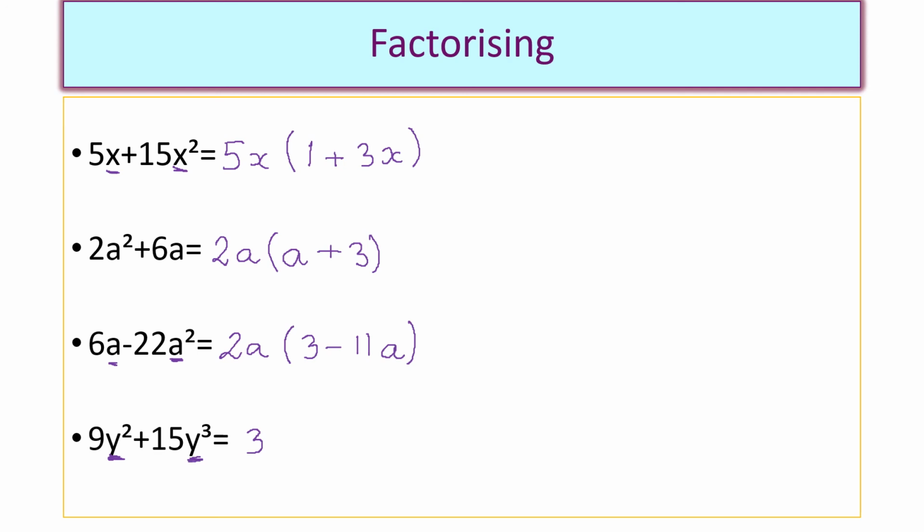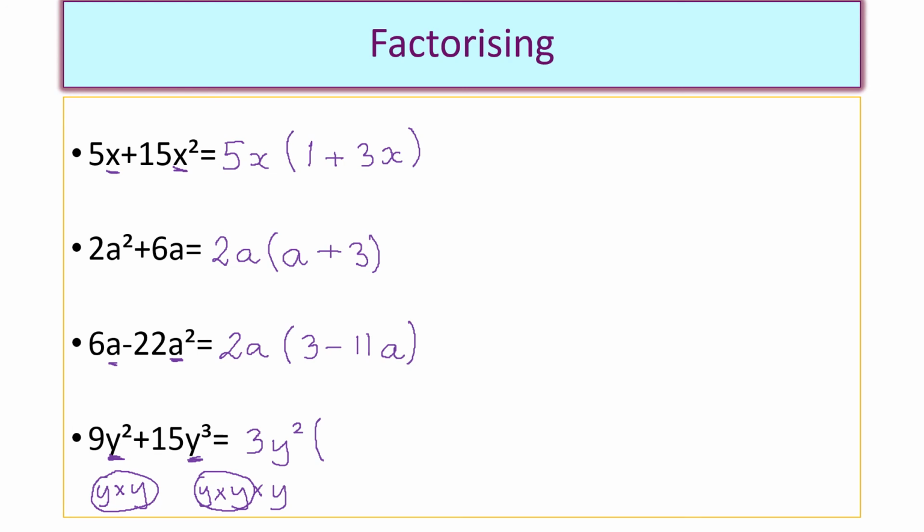terms have letter y. Now one term has y squared, the other term has y cubed. Remember, y squared means y times y, y cubed means y times y times y. So you can see that both terms have y squared. So that is the highest common factor when we're talking about the letter part of my term. Then we need to work out what goes inside the bracket.